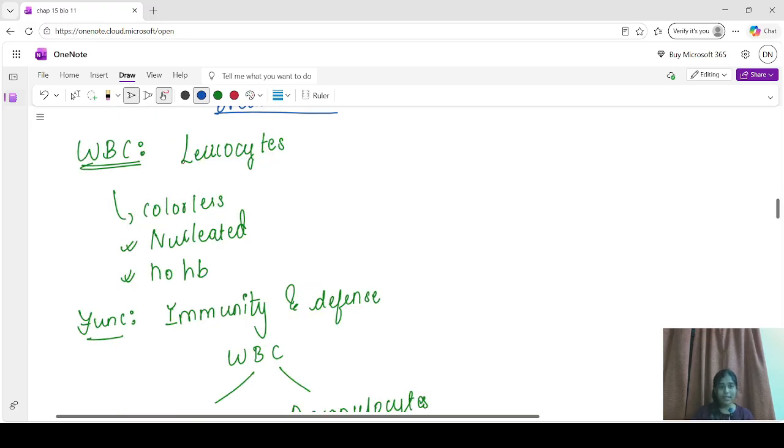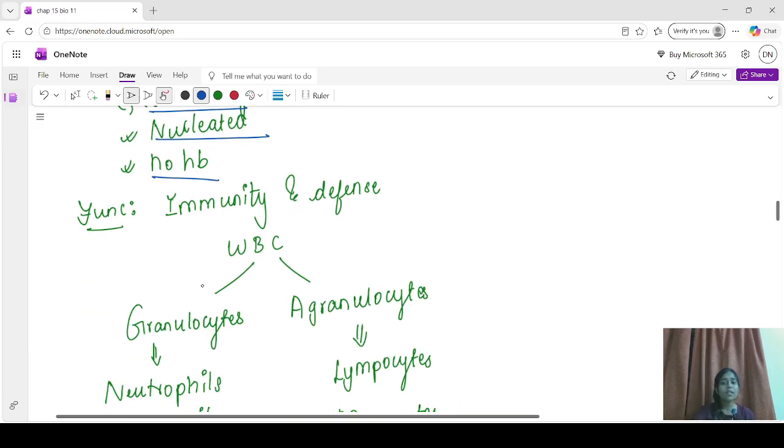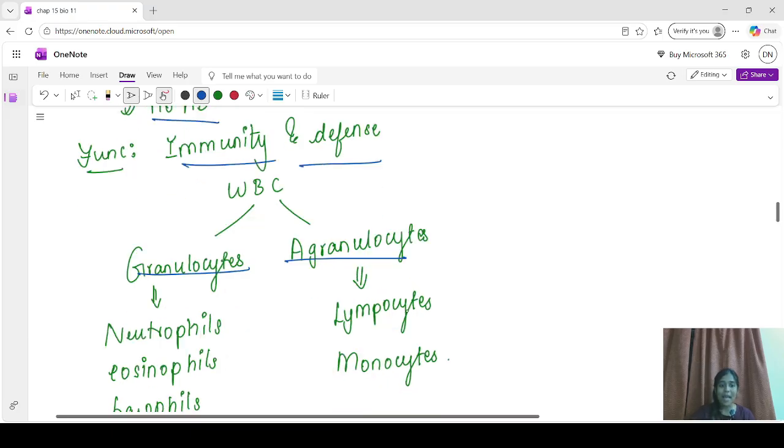Let us see WBCs now. What is the scientific name of WBC? That is leukocyte. WBCs are unlike RBCs. They are colorless and nucleated and have no hemoglobin. Their main function is to provide immunity and defense. There are majorly two types of WBCs. One is granulocyte and another one is agranulocyte.